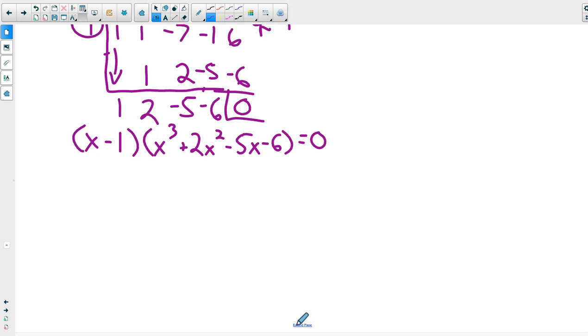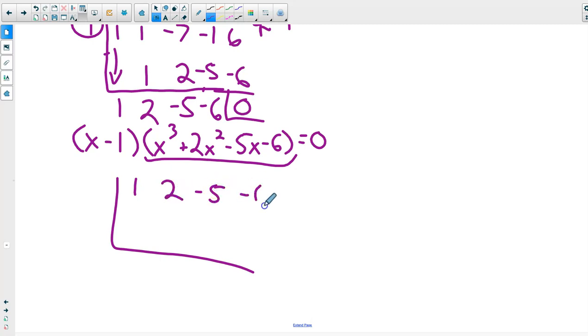We do our p's and q's again. And we try to break that down again until you get into a quadratic, because then you can always do quadratic formula. So if I look at this, my q is actually 1. My p is actually still 6. So my possible solutions are actually the same exact thing. So I'm going to do synthetic division again, but I'm only doing synthetic division with what's right there. So I got 1, 2, -5, and -6.